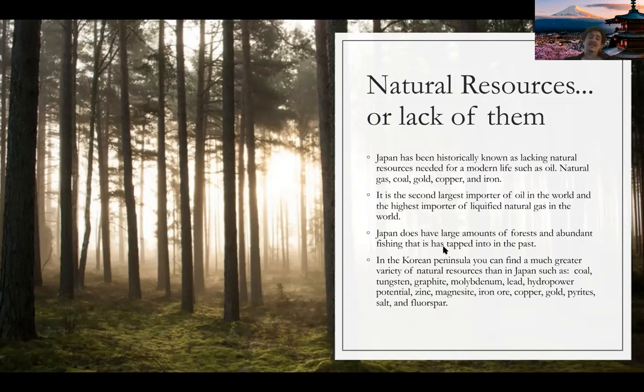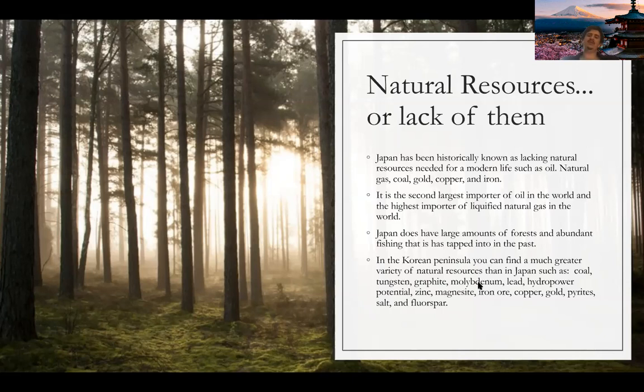One thing Japan does have a large amount of, though, are forests and abundant fishing industries. Japan actually has the world's largest merchant marine fleet, meaning just ships that are dedicated just to maritime activities, ocean trading, fishing, short trade, that kind of thing. It has a large amount of forest and great fishing spots throughout the islands.